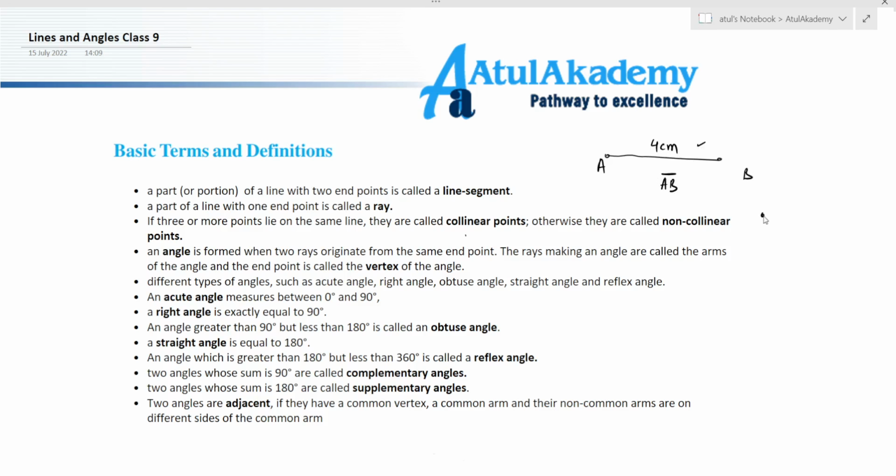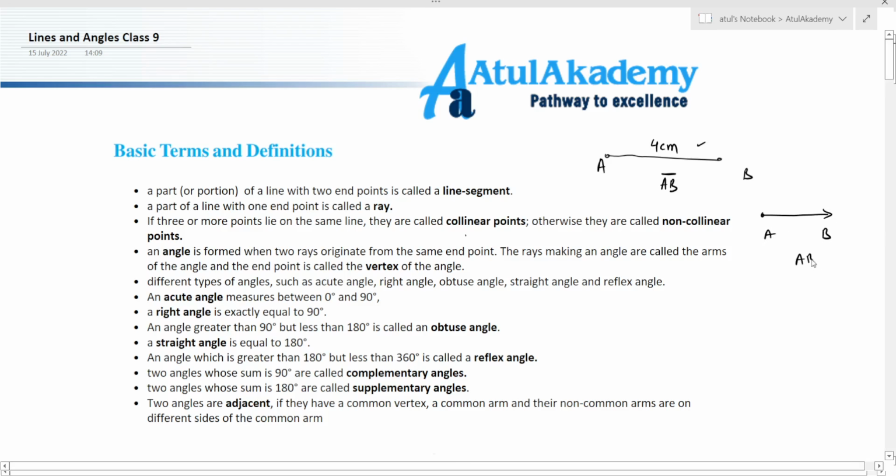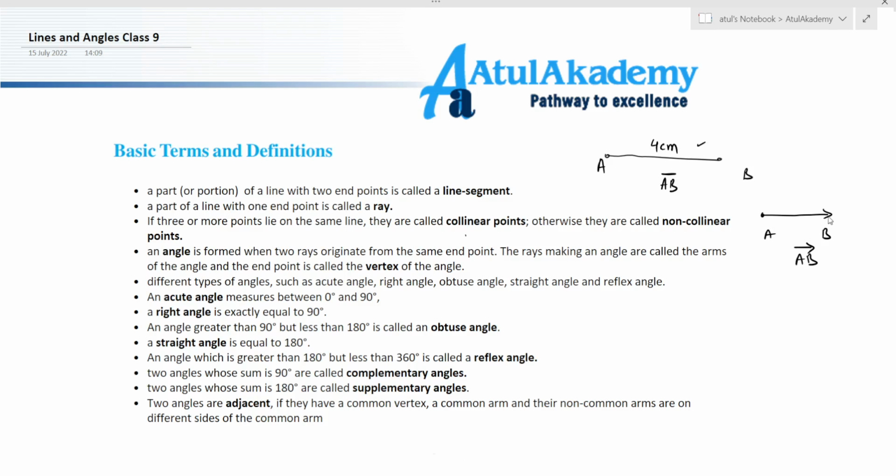Now, if I make a ray like that, that's AB is a ray, and how do I represent it? AB with an arrow. A is the starting point, B is the point. It keeps on going. A ray has only one start point, or you can say end point. A line segment has two end points. A line we generally represent like this with two arrows because it has no fixed length.